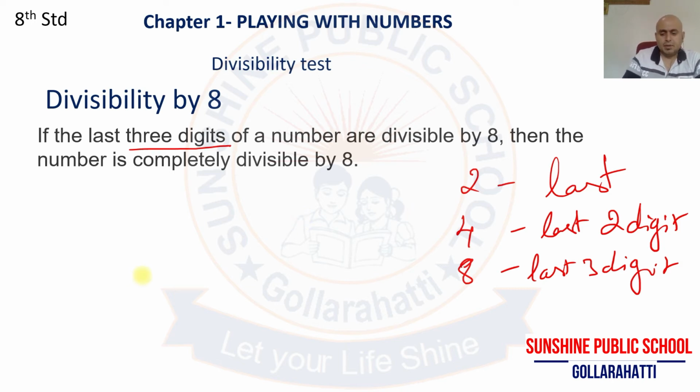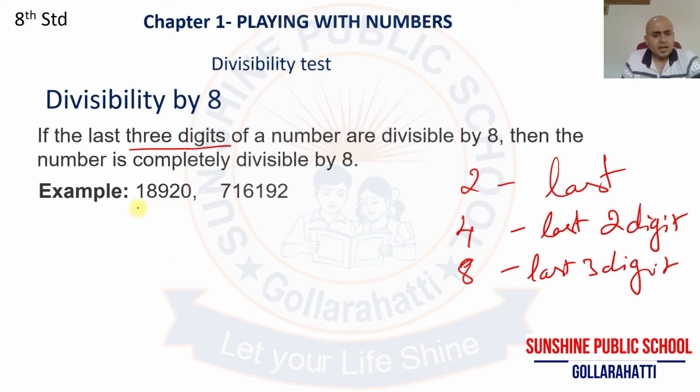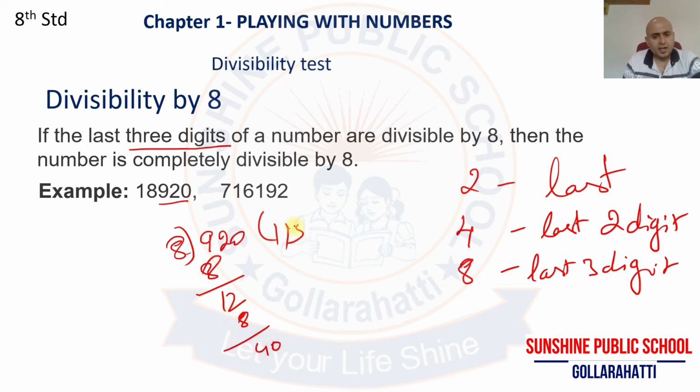Okay, let's see an example. The example here is 18,920. I have no time to calculate with the whole number, so I will take the last 3 digits, that is 920, and divide by 8. 8 ones are 8, 9 minus 8 is 1 and 2, again 8 ones are 8, then 0, 8 fives are 40. Yes, the number is divisible by 8. The last 3 digits, 920, are divisible by 8, so I can say easily that 18,920 is completely divisible by 8.